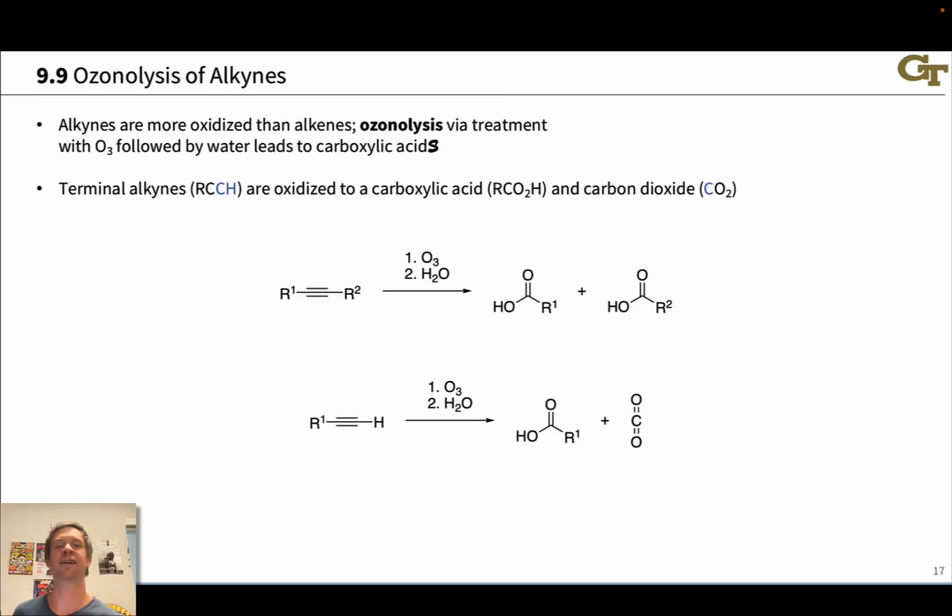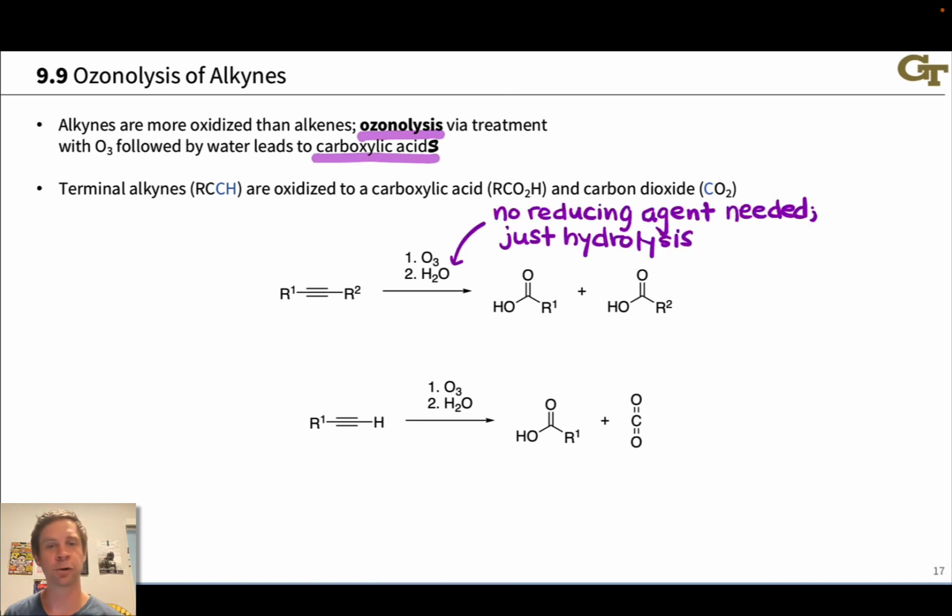Ozonolysis of alkynes is also possible, and here we end up not with ketones or aldehydes, but with carboxylic acids. All we need to do is treat the alkyne with O3 and H2O. There's no need for a reducing agent here. Water just hydrolyzes the intermediates after O3 reacts with the alkyne, adds to the alkyne, and we get potentially up to 2 carboxylic acids if the R1 and R2 groups are different.